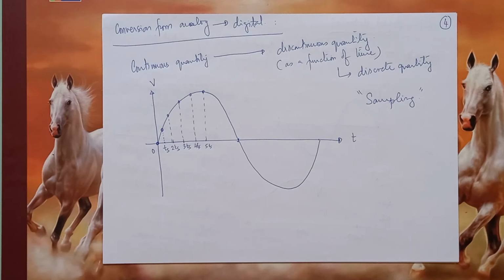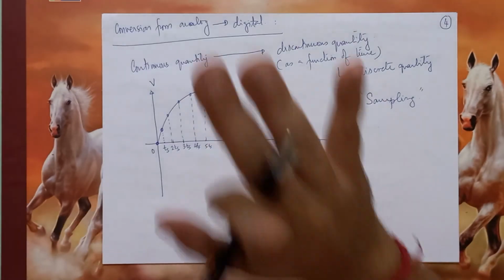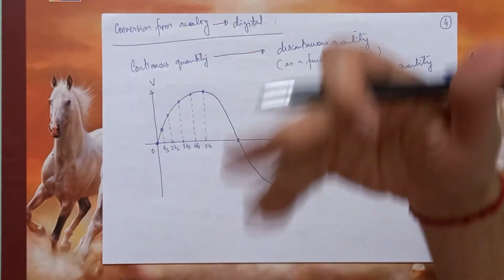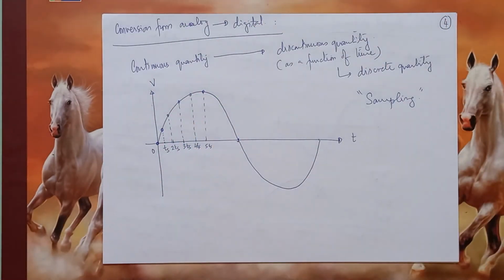Now, the question is, how many such samples should be taken? Well, the more the better, right? Because the more samples you take, the more snapshots you take, the more pictures of the signal you take, the closer it will be to its actual analog continuous form. But then again, if the number of sampling points increase, the storage might again become a problem.